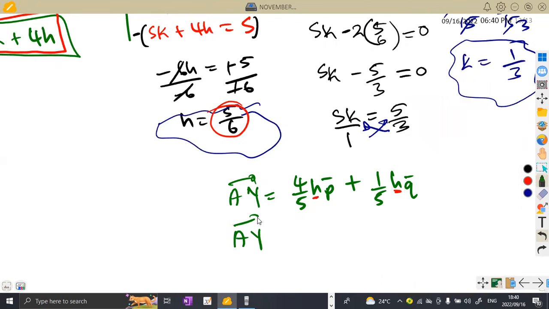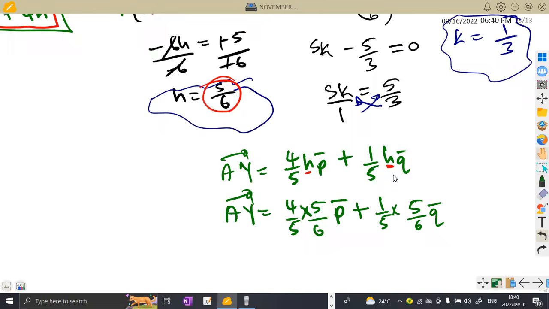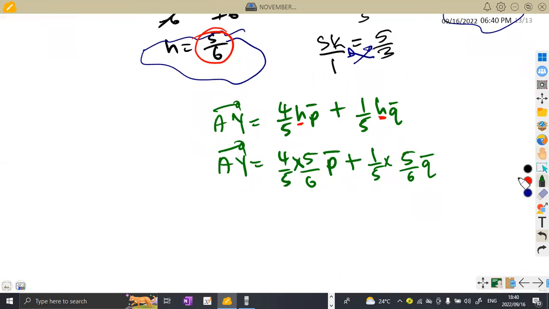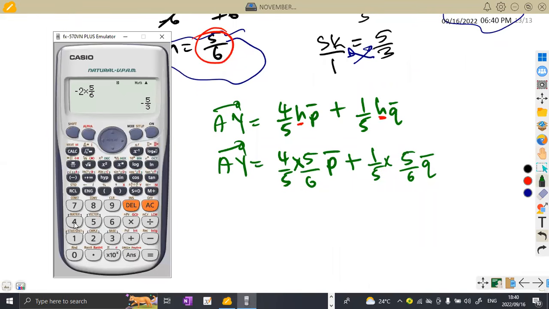Okay, so our AY is going to be 4 over 5 times h, which is 5 over 6, vector p, plus 1 over 5 times h. Our h in this case is still 5 over 6 times vector q. So this I'm simply saying times, that's what I mean. Okay, so this is your calculator. You can use your calculator or you can just divide here. I don't know what is best for you. So 4 over 5, okay, multiply by what? 5 over 4. 5 over 6 is going to be 2 over 3.